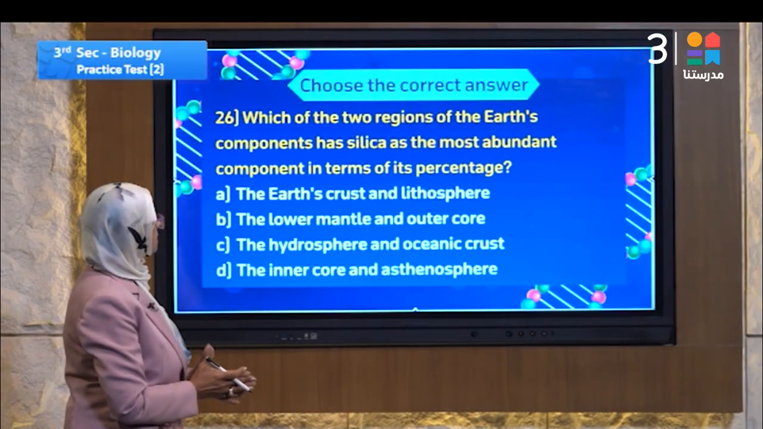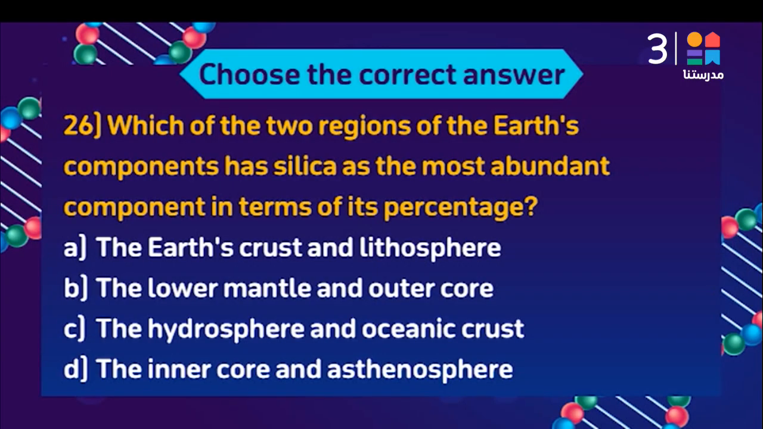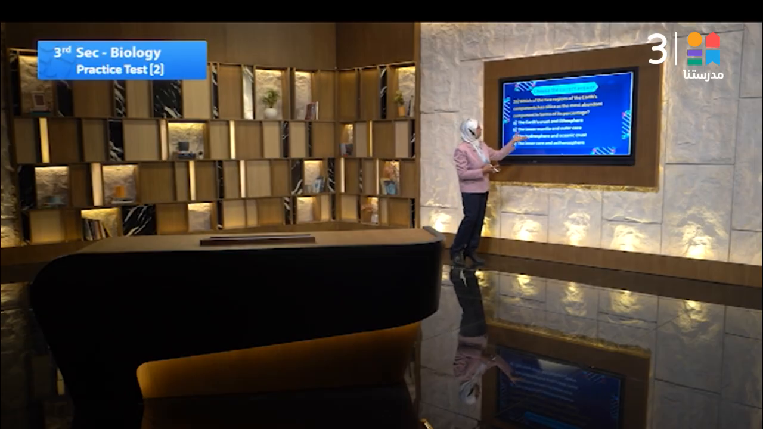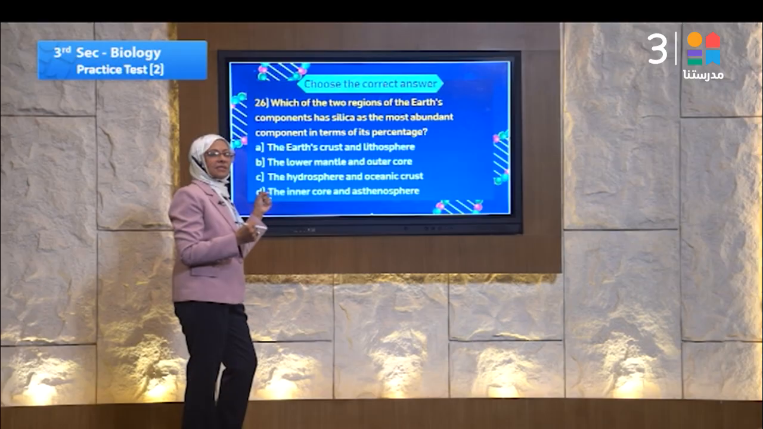Let's go to 26. Question 26 speaks about earth science again. Which of the two regions of the earth's components has silica? Silica is the main component of sand, as the most abundant component in terms of percentage. Let's read the choices carefully. Number A, the Earth's crust and lithosphere. I think yes, but let's read it again.